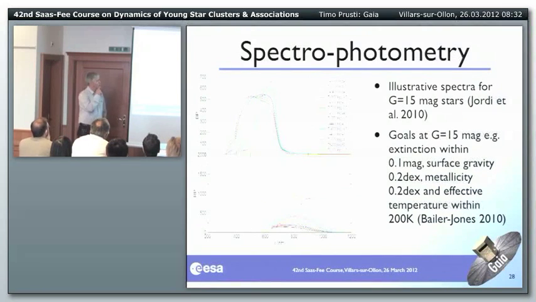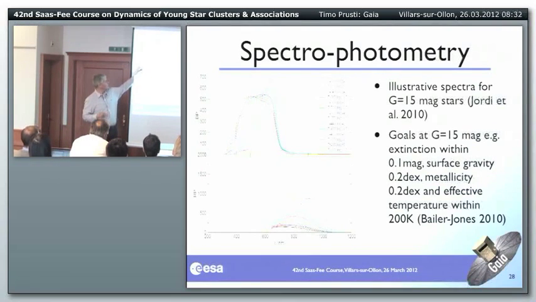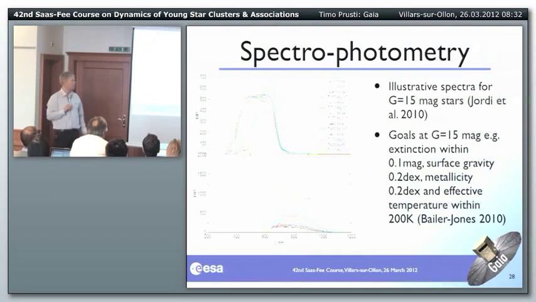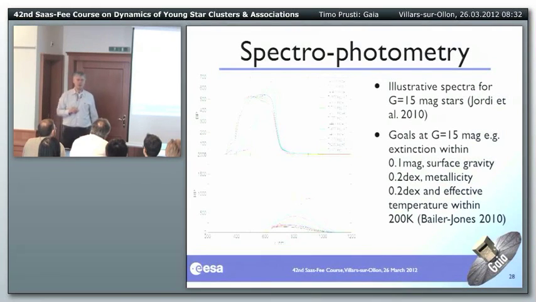We simulated what kind of spectrophotometric features you are going to get from stars. Here are stars going from blue to red, in the blue part and in the red part, so you get the rough shapes of the spectral energy distributions. These are for 15 magnitude stars. What one thinks is possible with these 15 magnitude stars is extinctions to 0.1 magnitude, gravities 0.2 dex, metallicities 0.2 dex, effective temperatures roughly 200 Kelvin. That's about where you get. And of course, it's not the accuracy, but that you have hundreds of millions of stars at this accuracy.